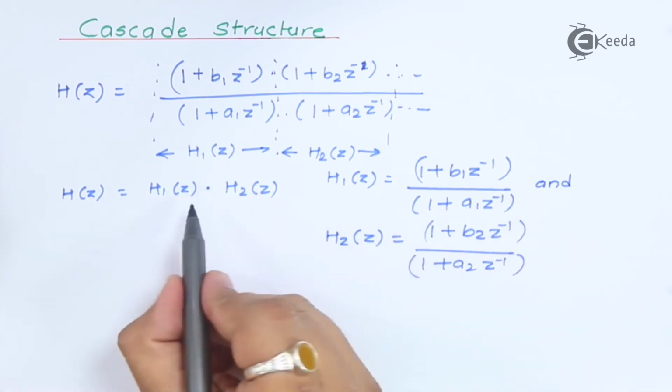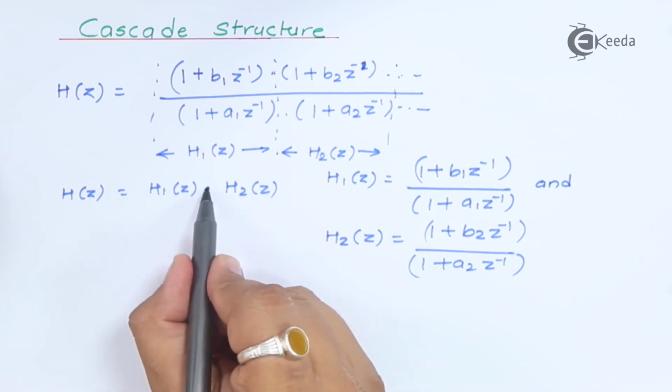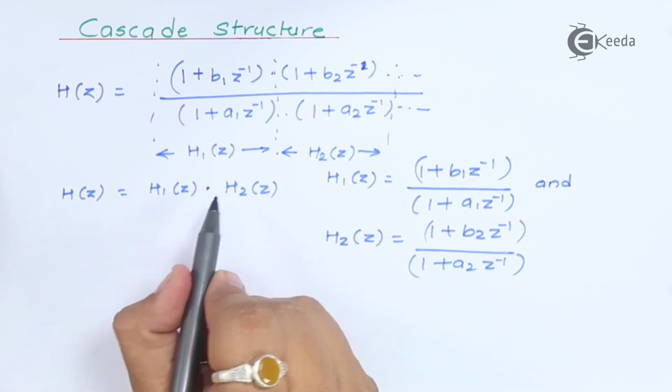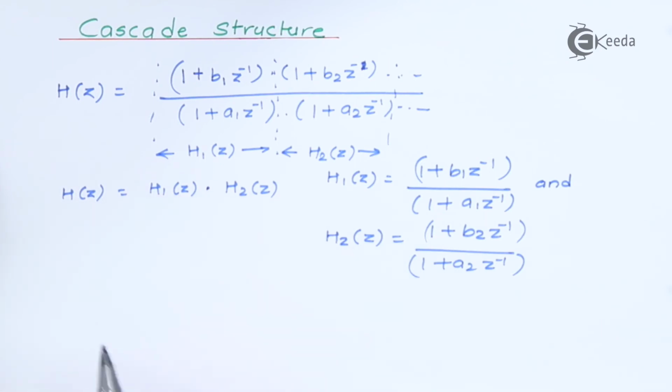Now look at here, both the blocks H1(z) and H2(z) are multiplied with each other, which means in block diagram technique we have to connect both these blocks in series. How, I'll show you. But in cascade form and in parallel form we will always prefer a direct form 2 structure, because direct form 2 structure requires less memory element.